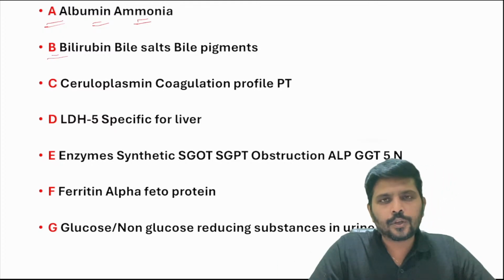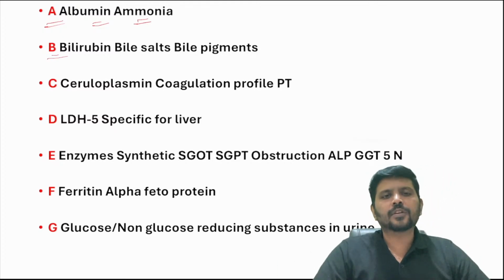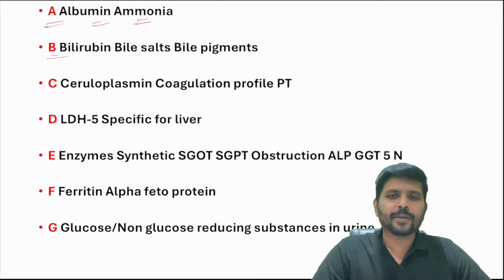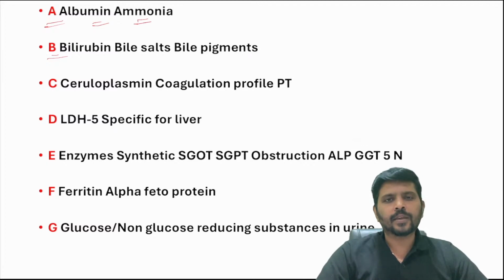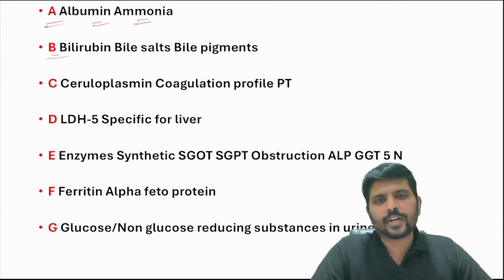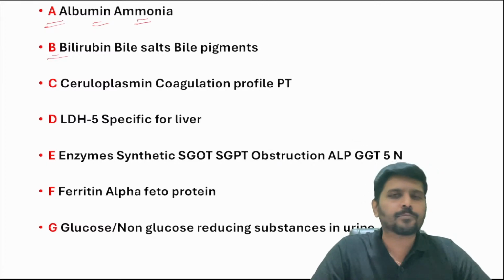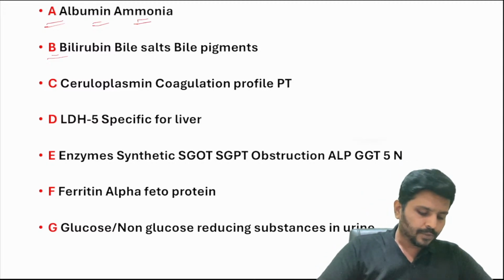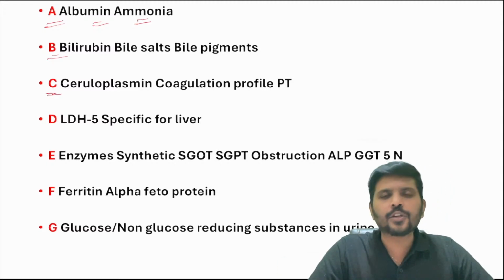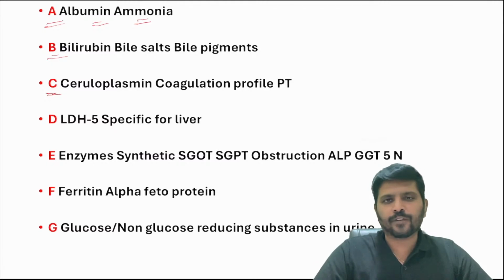B stands for bilirubin. Your liver transports bilirubin, bile salts and bile pigments. When bile salts and bile pigments are more in urine, think about hepatocellular jaundice. Serum bilirubin, direct or indirect, is based on which you can think in terms of whether it is hepatocellular or hemolytic jaundice. C stands for ceruloplasmin and coagulation profile.